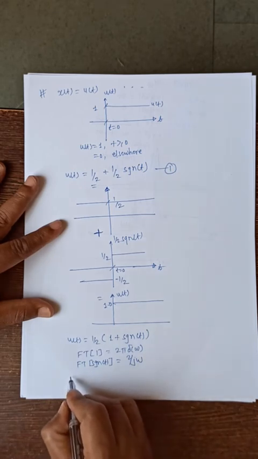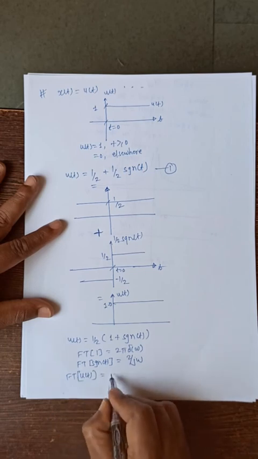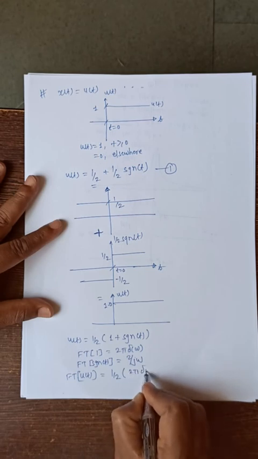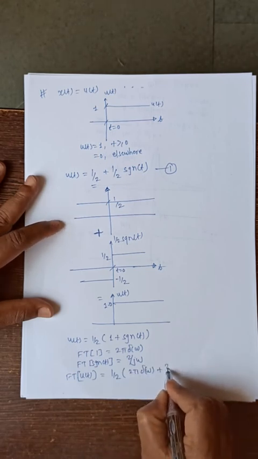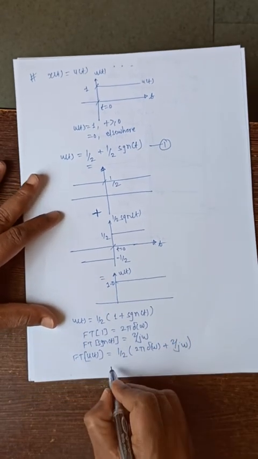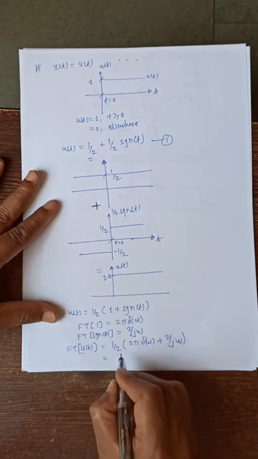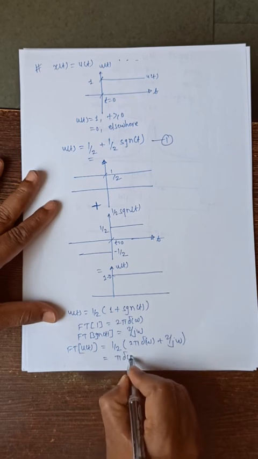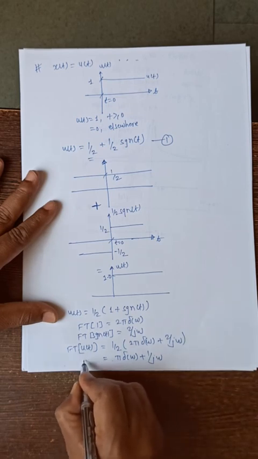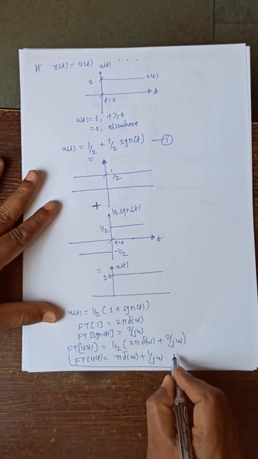So the Fourier transform of u(t) is equal to half into bracket 2 pi delta omega plus 2 upon j omega. If you take the 2 outside, the 2 and 2 are cancelled, that is pi delta omega plus 1 upon j omega. This is the Fourier transform of u(t).